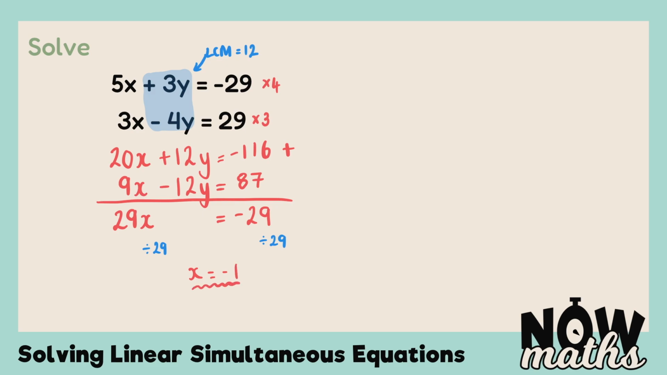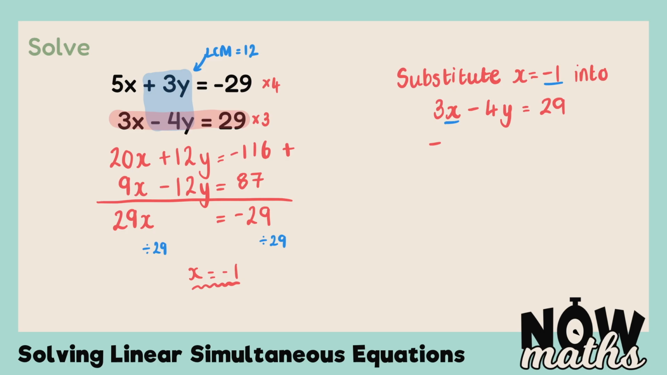We're now going to substitute this back into one of the two equations that we started with. It doesn't matter which, and given that both have similar sized numbers and negative numbers in each, it's not going to make too much difference this time. I'm going to choose to substitute into the second equation here. So we are replacing x with -1. So 3x becomes 3 multiplied by -1, which is -3.